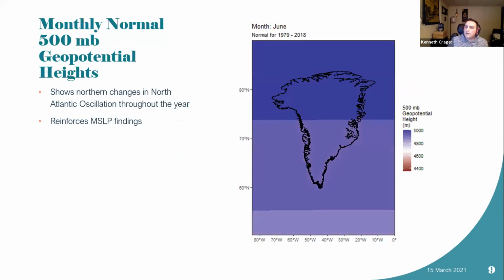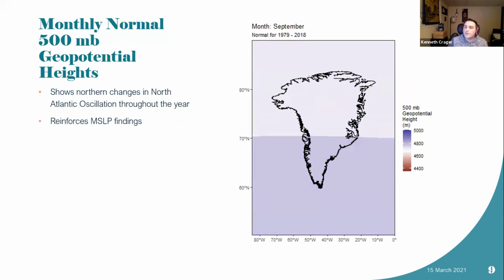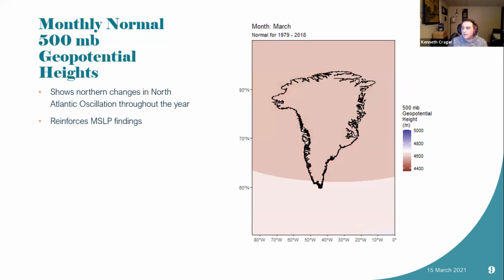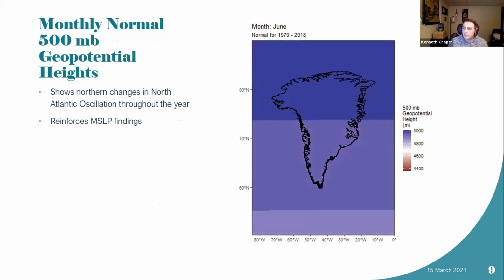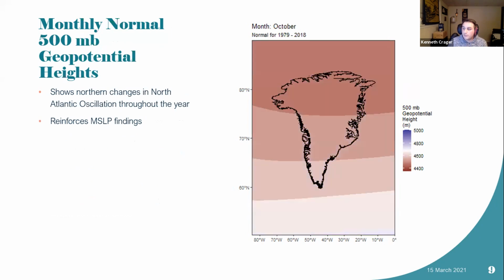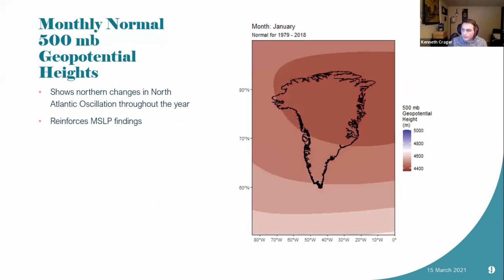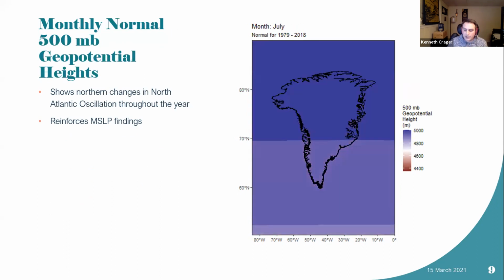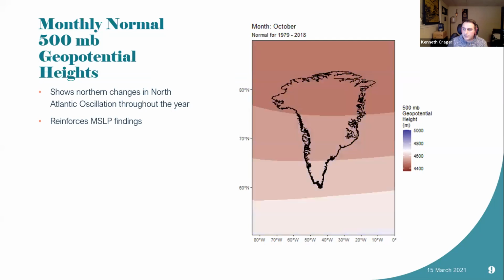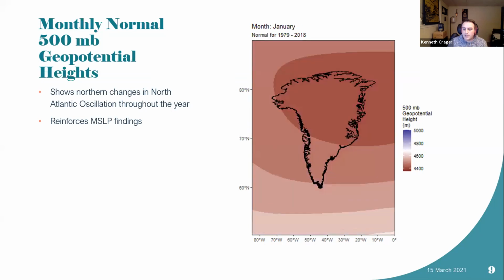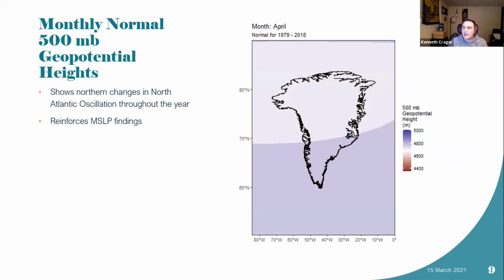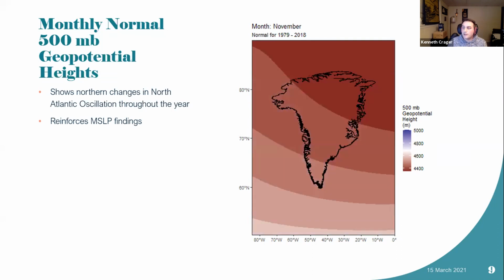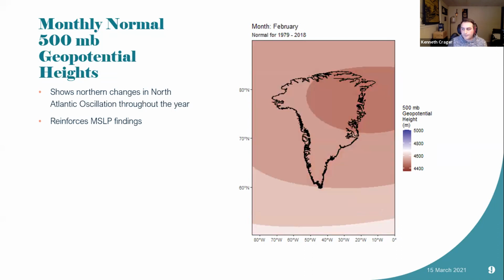So here we're looking at the normal 500 millibar geopotential heights. So this is roughly how high up in the atmosphere you are to get to measure 500 millibars of atmospheric pressure. And this particular parameter is interesting to look at from a climate change perspective because it gives an idea of how thick the atmosphere is and how strong something like the Icelandic low or Greenland blocking is or could be.